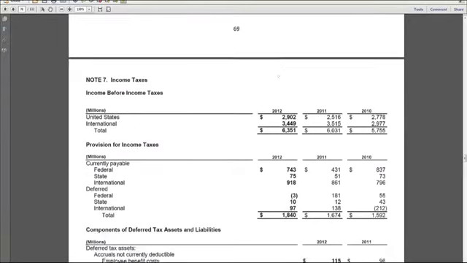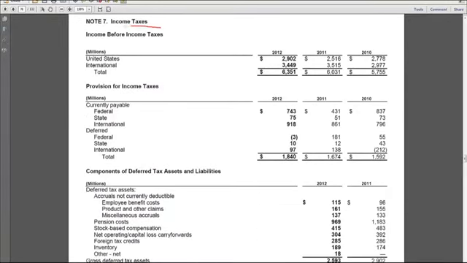If we slide down to page 70, here's the big enchilada, note 7, income taxes. The top part of the note is income before taxes. So this is the pre-tax income, US versus international. Wow. Looks like 3M is making most of their income internationally. Huh, that's cool. Good job, 3M.